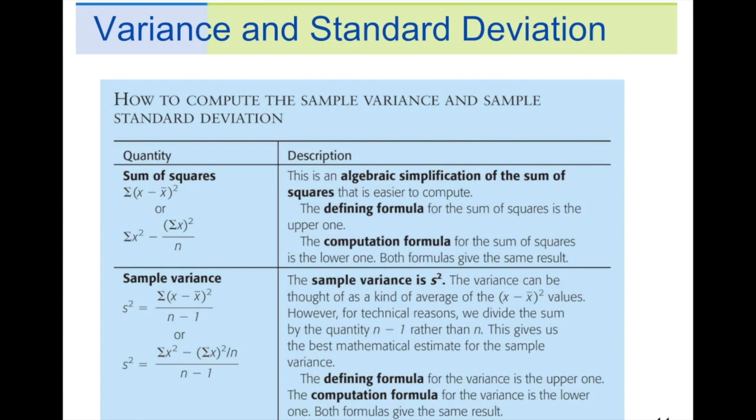Sample variance. The sample variance is s squared. That's what we denote sample variance as. So like we said, sample mean is x bar, sample variance is s squared. The variance can be thought of as kind of an average of the sum of the squared values. However, for technical reasons, we divide the sum by the quantity n-1 rather than n. This gives us the best mathematical estimate for the sample variance. Again, the defining formula is on top, computation formula is on the bottom, but they give the same result.